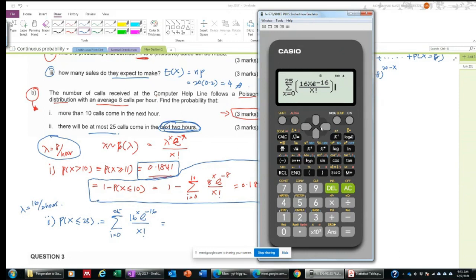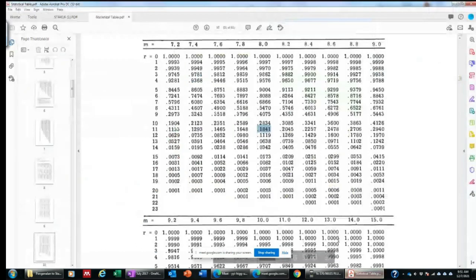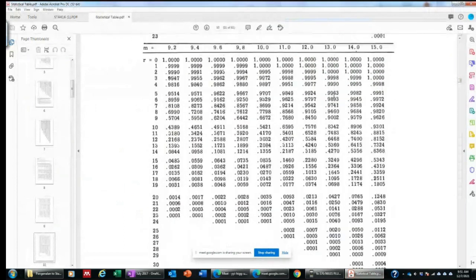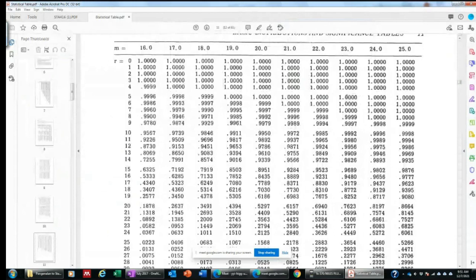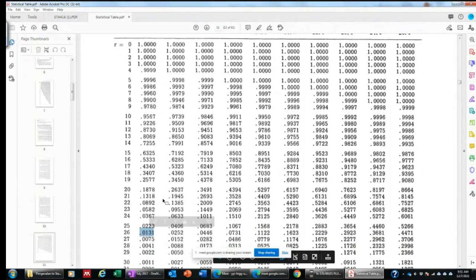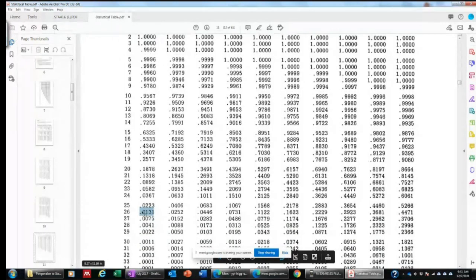Do you get the same answer? If more than 26, this is 16, so we look here. Wait. 16 is at the bottom, right? 16, more than 26 is 0. I think something is wrong with the calculator, so wait a moment. If more than 26 is 0.013.